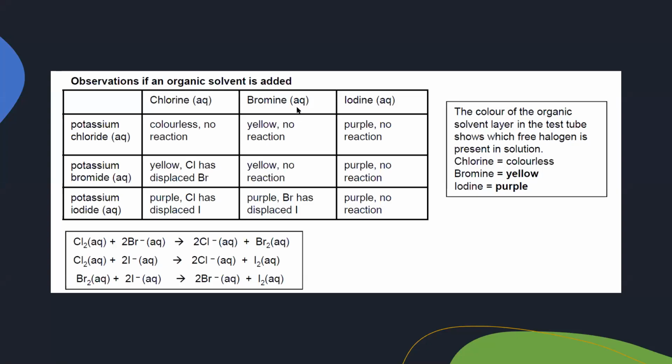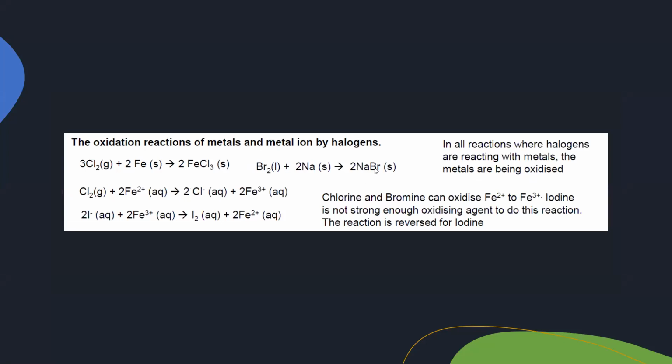So the observation in organic solvent: if chlorine is there, it's colorless; bromine is there, yellow; and iodine is there, purple.